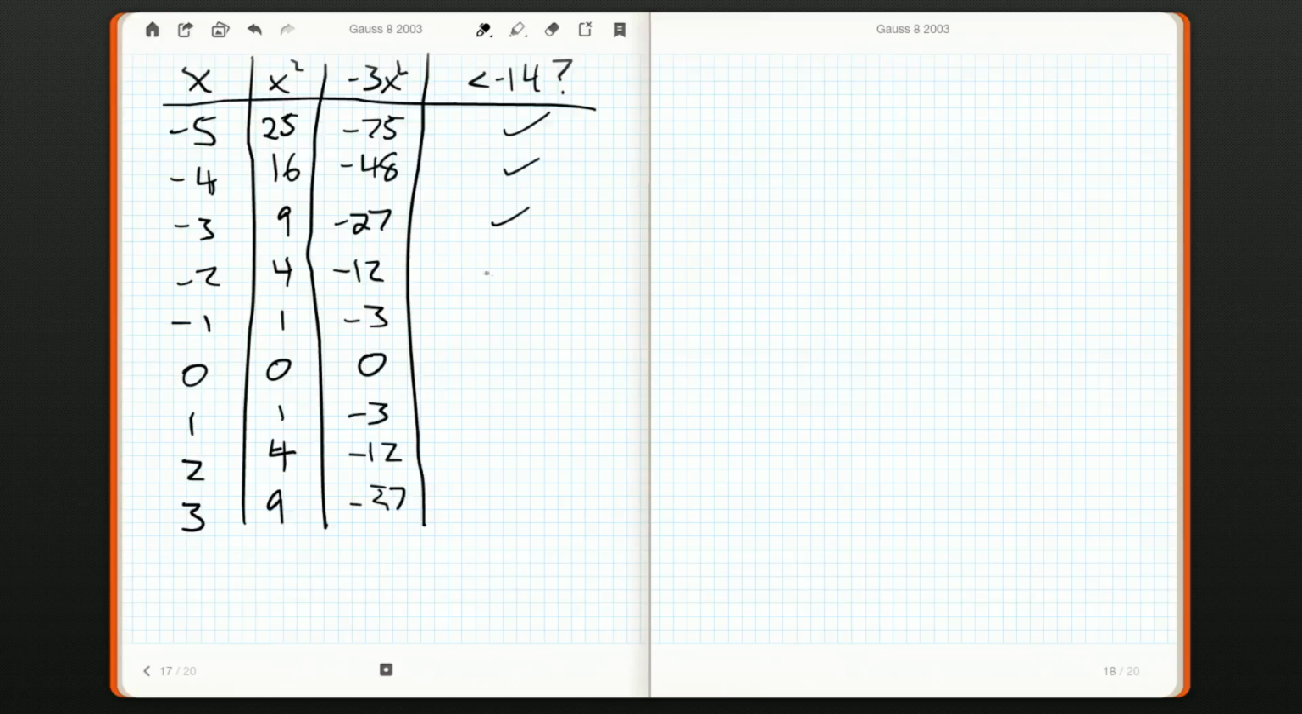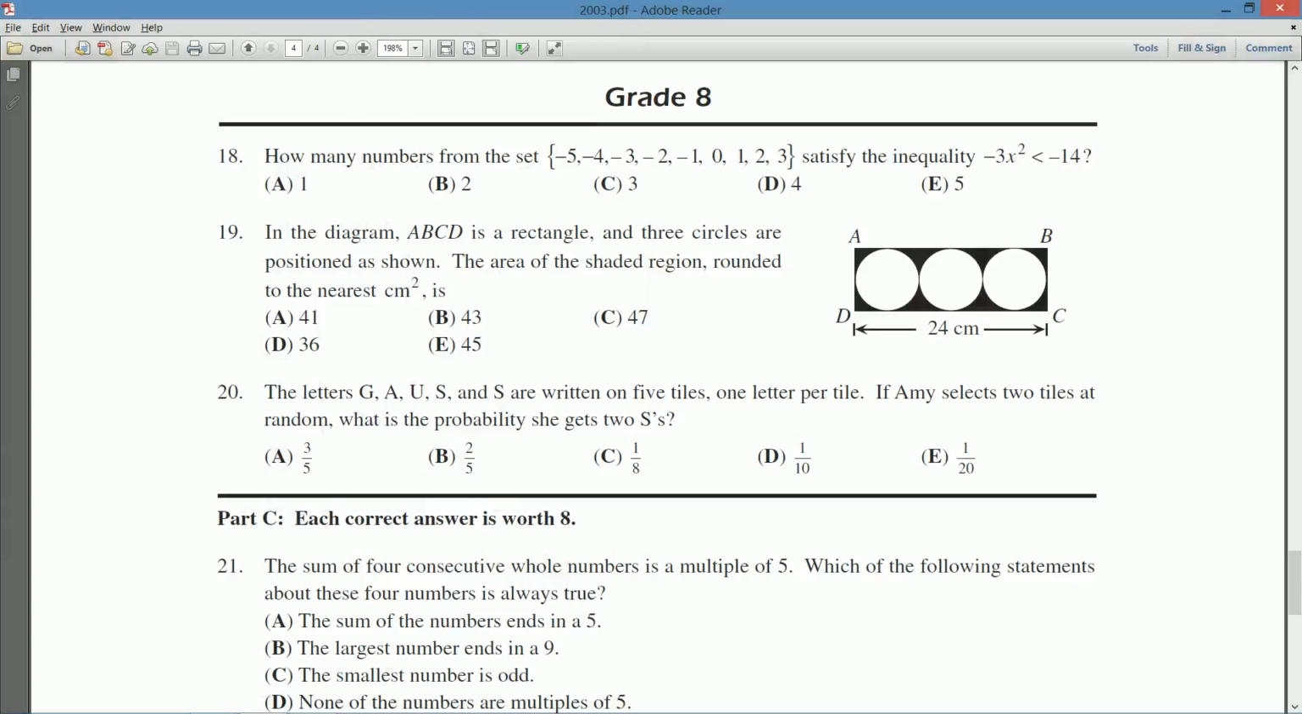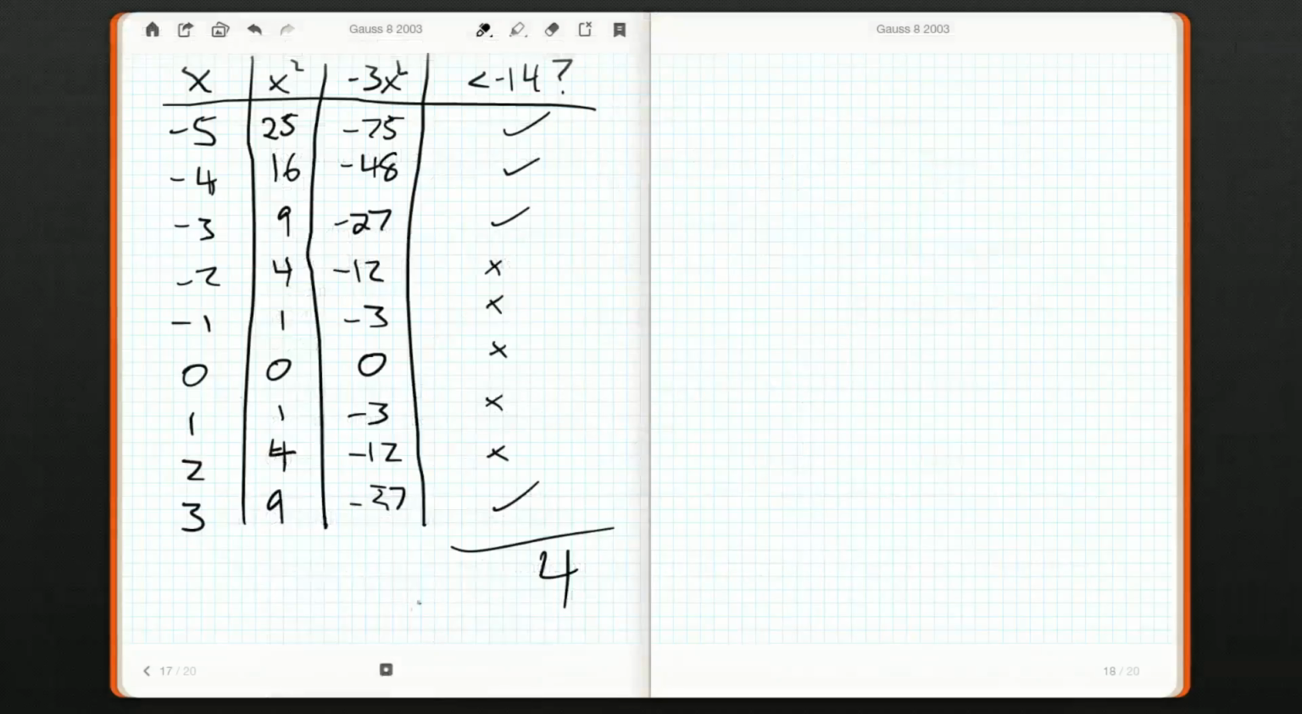So this one, not any of these middle 5, and this last one, so that's a total of 4 of them. We're asked how many, not which ones, and so we're going to go with an answer of D. So that's how we could do it, just plugging in and checking each value.